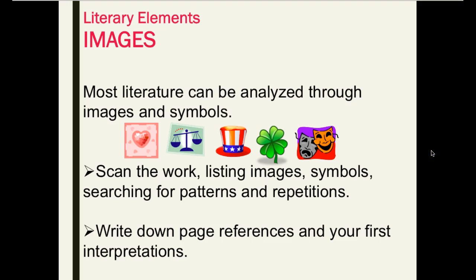And then literary images. Most literature can be analyzed through images and symbols. Scan the work, listing images and symbols, searching for patterns and repetitions. So what images are constantly pushed through? Are you constantly seeing dogs? Is a certain type of flower constantly coming up? Write down page references and your first interpretations of what those symbols might mean.